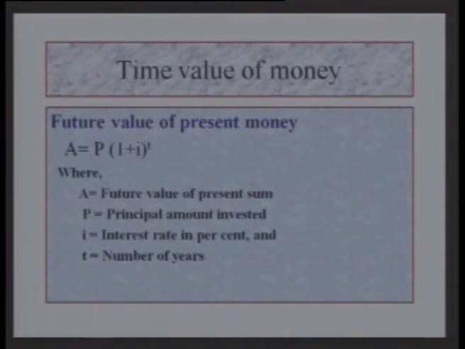Under this time value of money, as we know, the future value of present money can be estimated through the compounding method, that is, amount A is equal to principal into (1 plus i) to the power t.